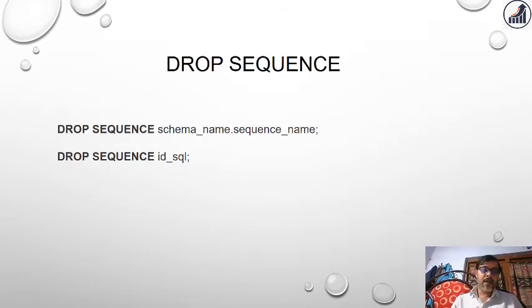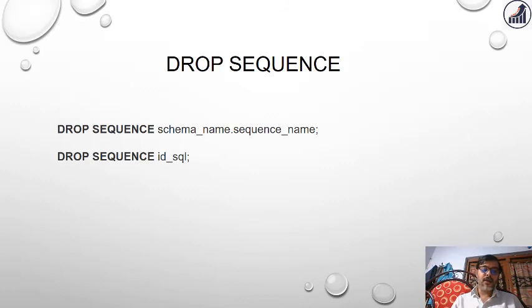The drop sequence statement allows you to remove a sequence from the database. The basic syntax is: drop sequence schema_name.sequence_name. In this syntax, specify the name of the sequence that you want to remove after the drop sequence keywords. If you don't specify the schema to which the sequence belongs, Oracle will remove the sequence in your own schema. The sequence that you remove must be in your own schema, or you need to have the drop any sequence system privilege to remove a sequence in any schema.